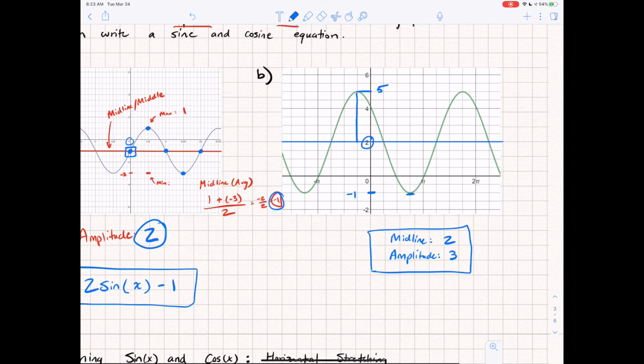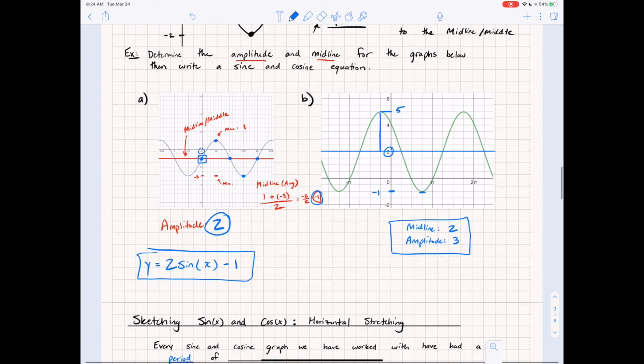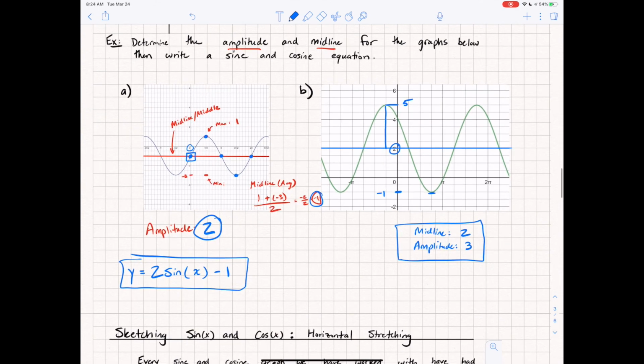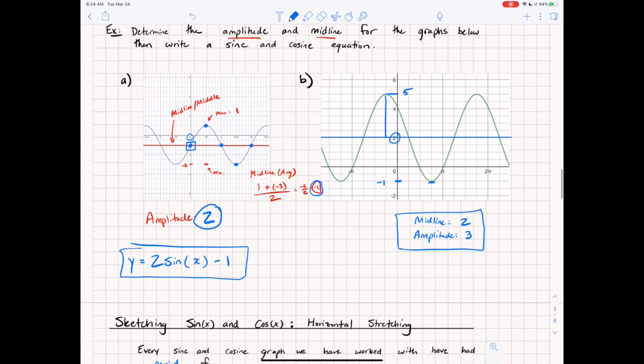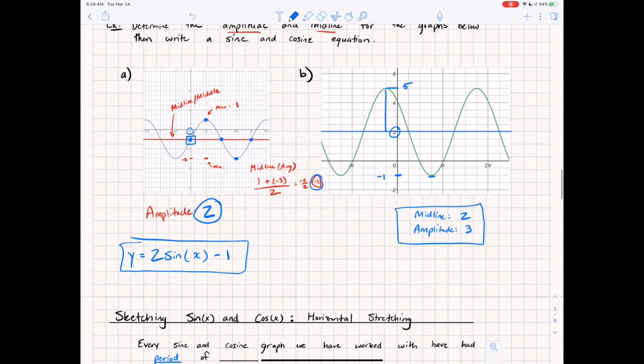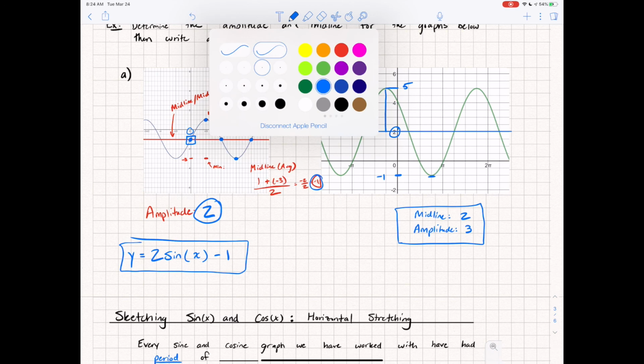All right, and so that's it in terms of doing amplitude. And so I want to add then to our general formula before we do sketching with this stuff. And then I'll have this even more so at the end.